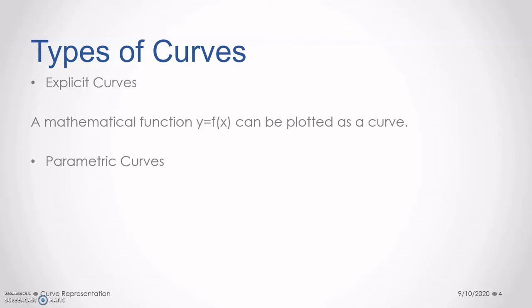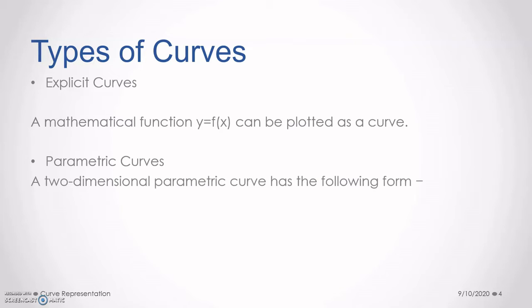Then we have the third one, that is parametric curves. A two-dimensional parametric curve has the following form: P of t is equal to f of t comma g of t, or P of t equal to x of t comma y of t. Curves having parametric form are called parametric curves. Here the explicit and implicit curve representations can only be used when the function is known. We have to know the function first of all, then only can we represent it as an explicit or implicit curve, right?